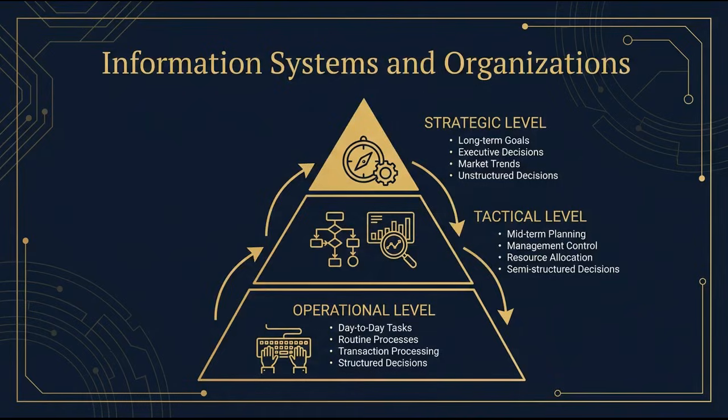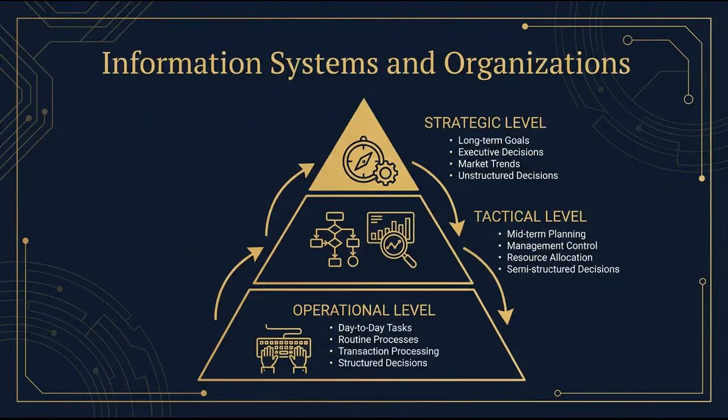Information systems handle two main types of information: internal and external. Internal information originates inside the organization, like your own sales records or payroll data. External information comes from outside, like competitor prices or market reports.